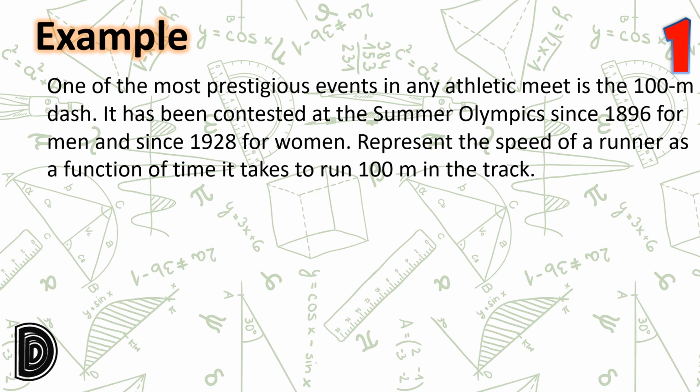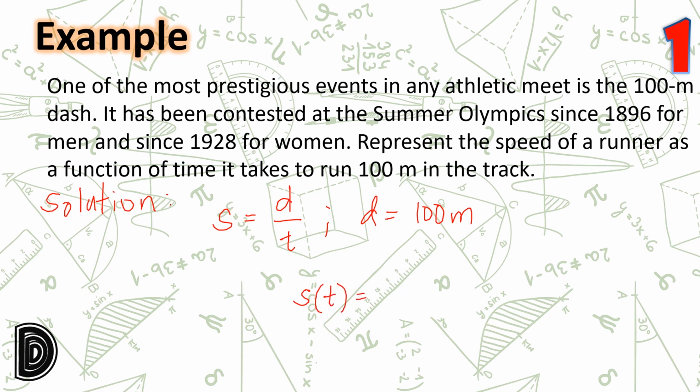For our solution, we're going to use the formula for speed, that is s is equal to d over t. In our problem, d is held constant, it says d is equal to 100 meters. Hence, we can write the speed as a function of time. S of t is equal to 100 over t.